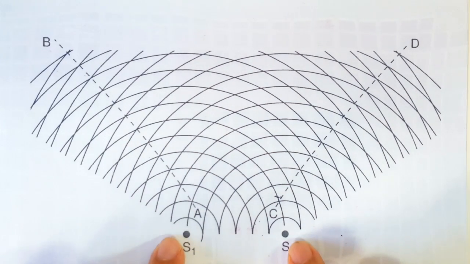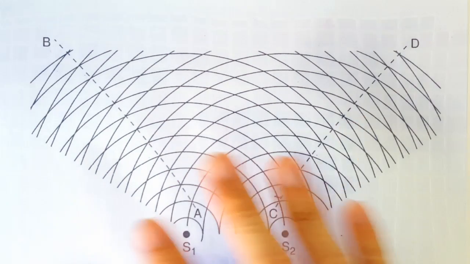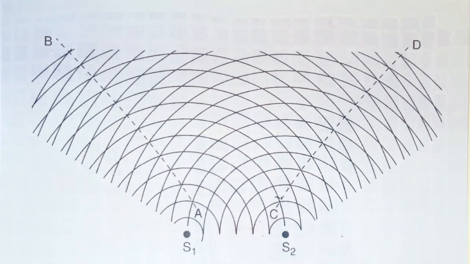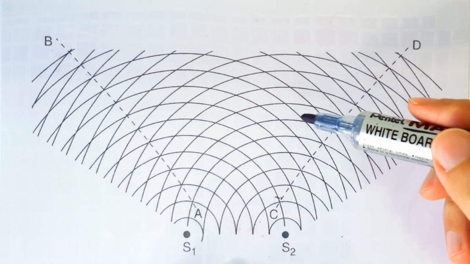Okay, so we have two wave sources here. The waves propagate from here, they overlap, and we get constructive and destructive interference. Let's first draw out one antinodal line. Antinodal line is where we get constructive interference.